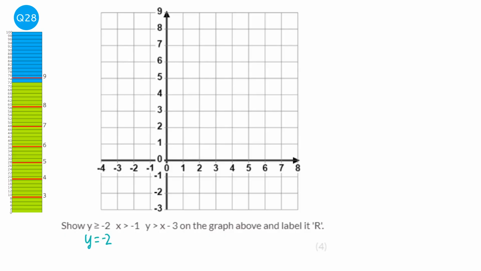We're going to start by just drawing the line y equals minus 2. So the line y equals minus 2 will be a horizontal line at minus 2, down here. Next we're going to do the line x equals minus 1, and that will be a vertical line at minus 1. Now here's a bit of a problem. We've got no equal to underneath it, and whenever we don't have an equal to, we do a dash line.